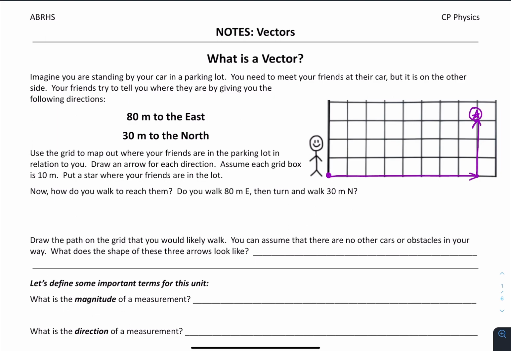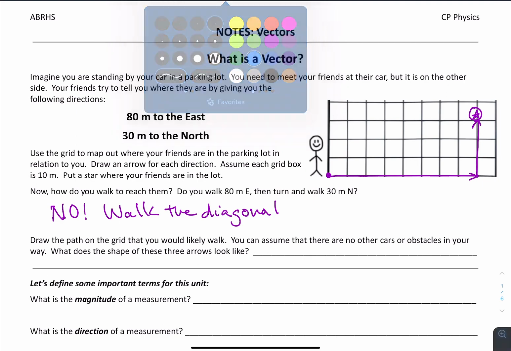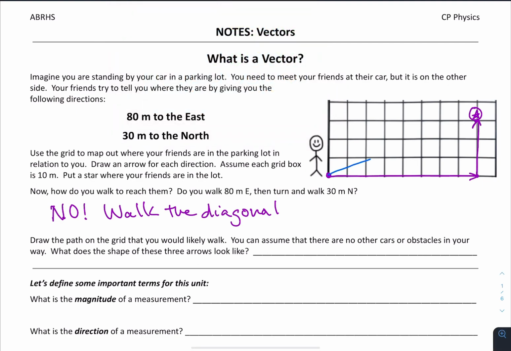All right, now, how do you walk to reach them? Do you walk the 80 meters east and turn and walk 30 meters north? Well, I think most people would probably say no. Most likely they're going to walk the diagonal between those 2 points. In other words, they're going to start, let me change colors so you can see it, at the beginning, but instead of walking east then north, they're going to walk on this diagonal line, this blue line that I've drawn.